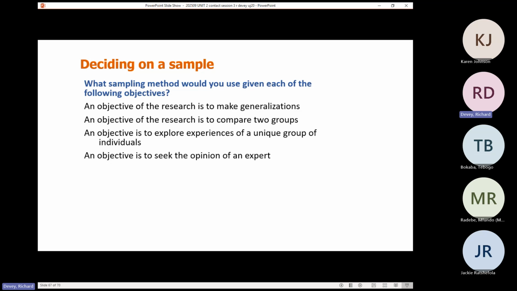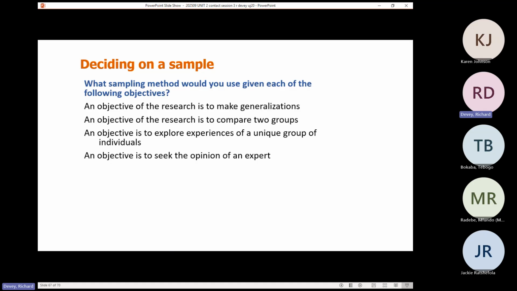You could also use snowball. Any kind of non-probability method would work here, except for quota sampling, which is specifically for comparing groups. You could use snowball sampling here, and it wouldn't be convenience sampling either, because convenience is more general. The fact that it says a unique group of individuals suggests that it would be more purposive, or possibly snowball, for example.